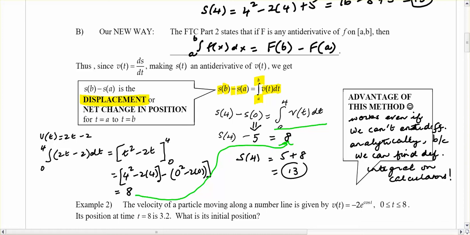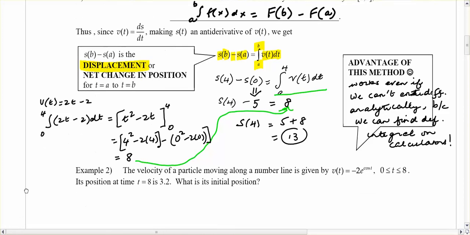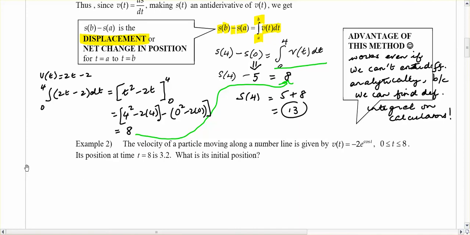All right, so let's do another example. Let's look at this one. The velocity of a particle moving along a number line is given by, and here we have a velocity function, time frame 0 to 8 inclusive. This time we are given the position at time 8 is 3.2. So the position at t equals 8 is 3.2, and we want, what is its initial position? We want s of 0. We don't know what that is.